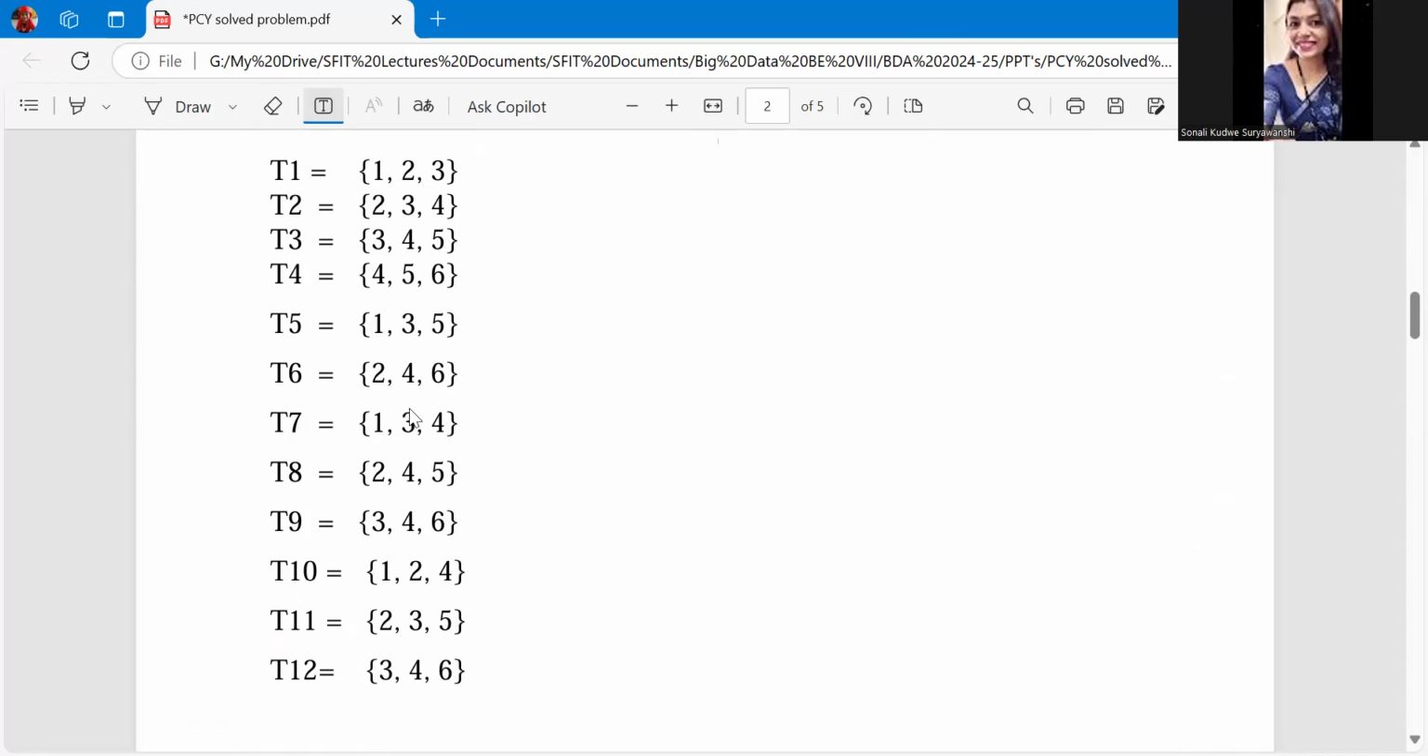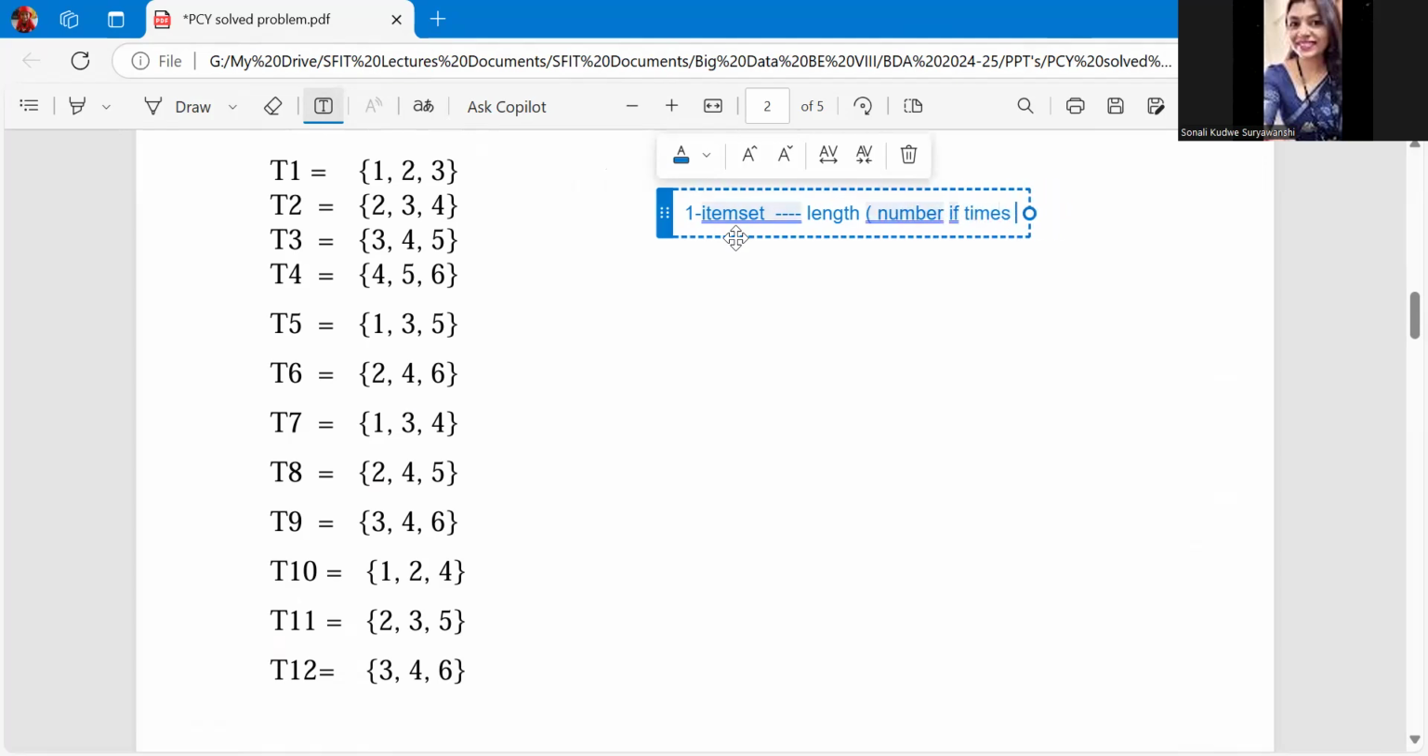Now, this is similar to Apriori, so we know the first step. Whenever the transaction table is given, we need to generate the one item set. So the first thing that we're going to do is find out the one item set. Once we find the one item set, we're going to find the count of that one item set. Here, we are finding the number of times it was observed.